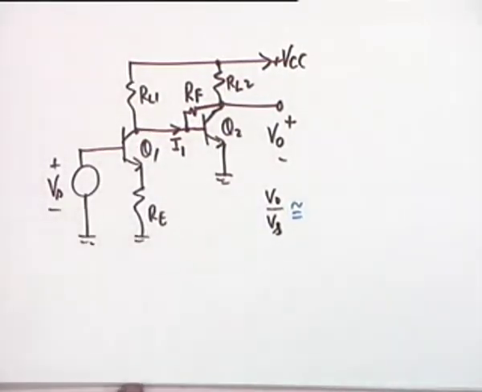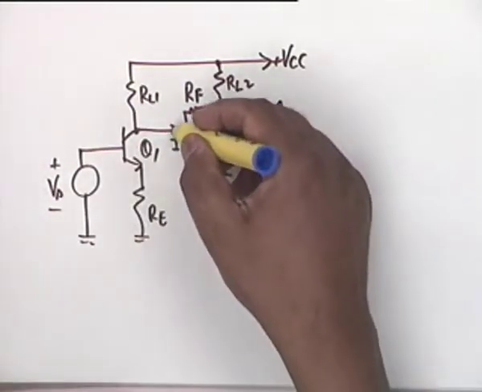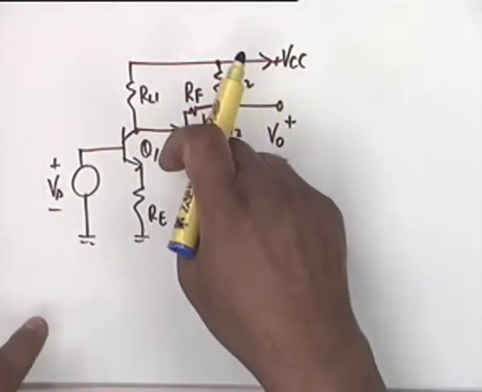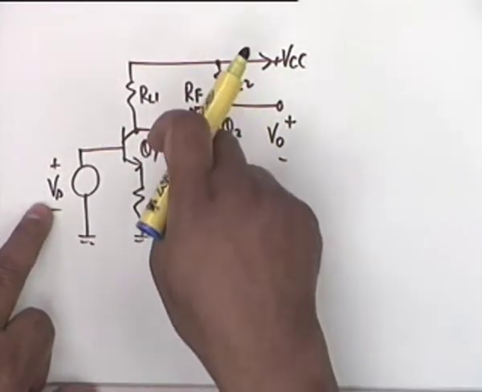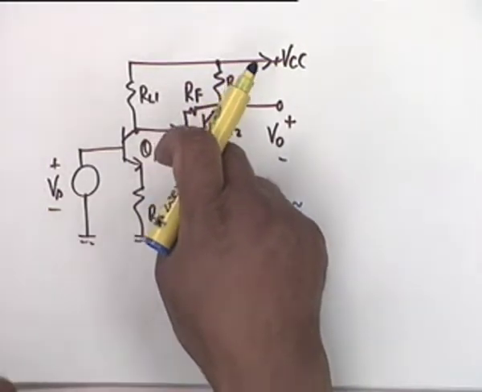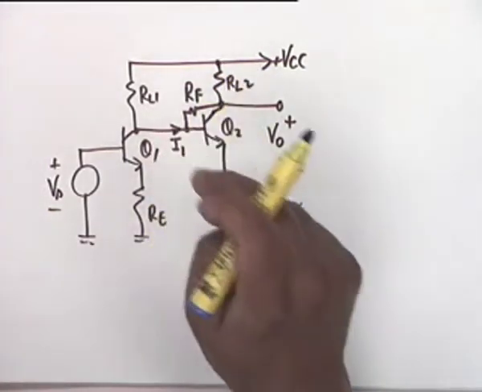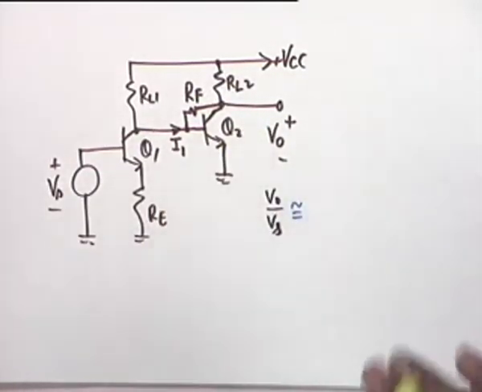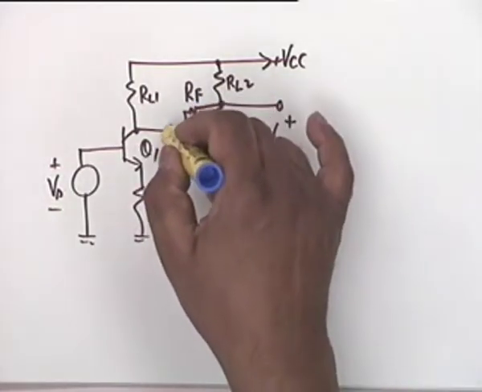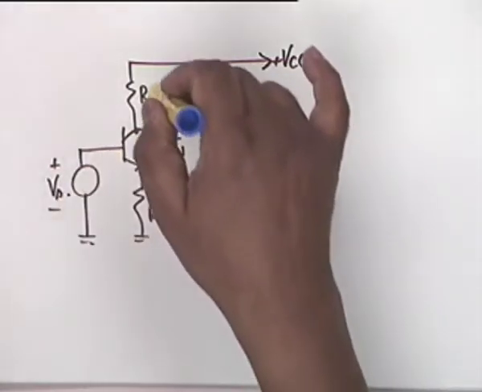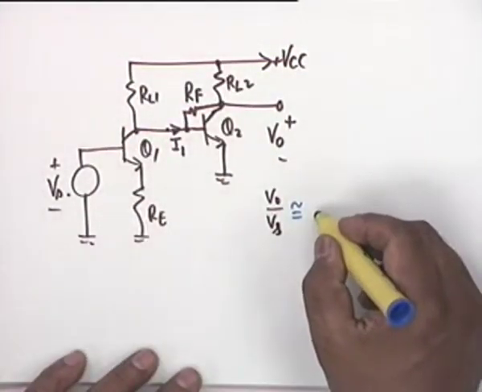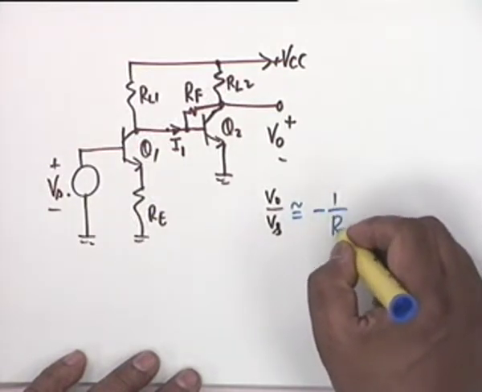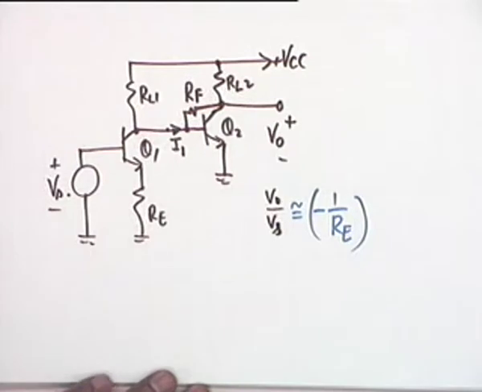Now, you see, if you take the voltage here, then what it says is correct. This voltage to this voltage will be approximately minus RL1 by RE. But if I take the current here, then what would be the gain? Let me repeat. This should be obvious. This voltage to this current is approximately minus 1 by RE. That's right, minus 1 by RE. Okay, minus 1 by RE. We also showed.